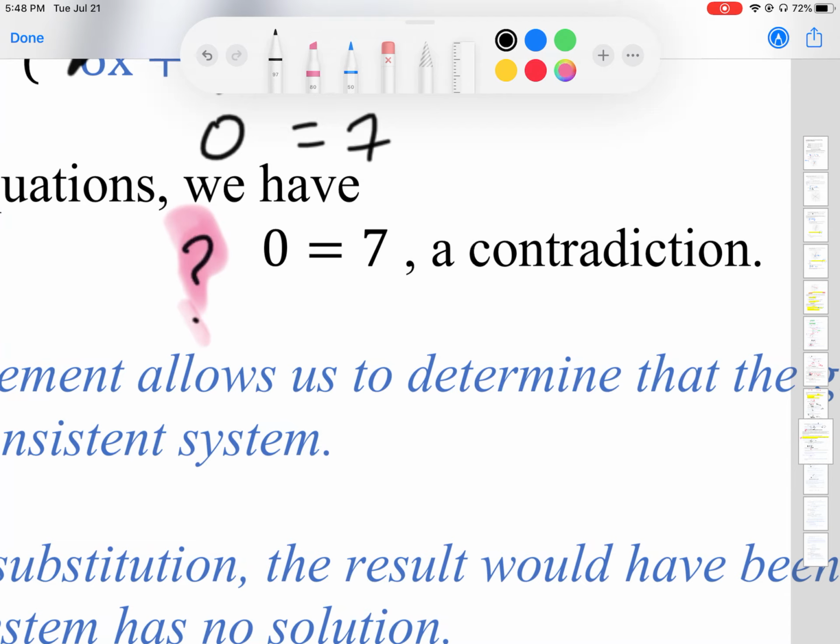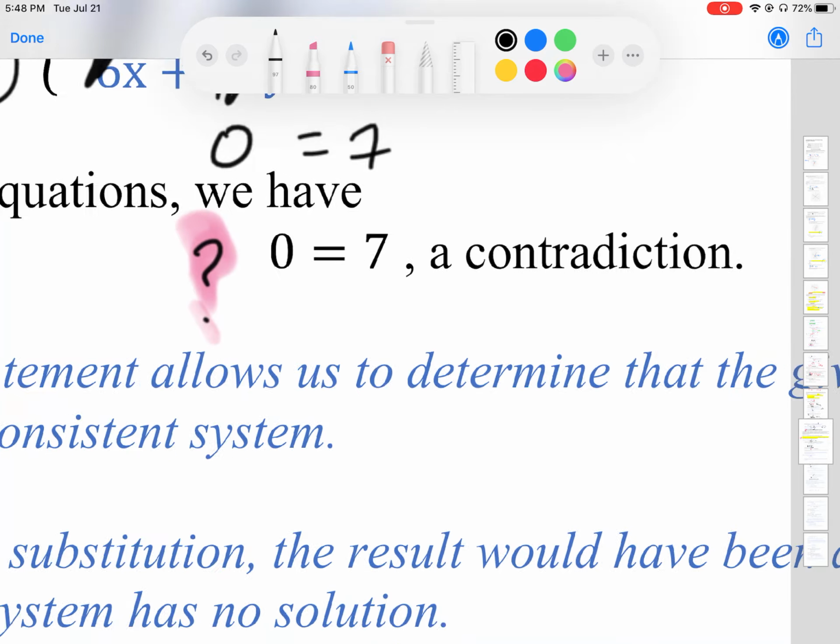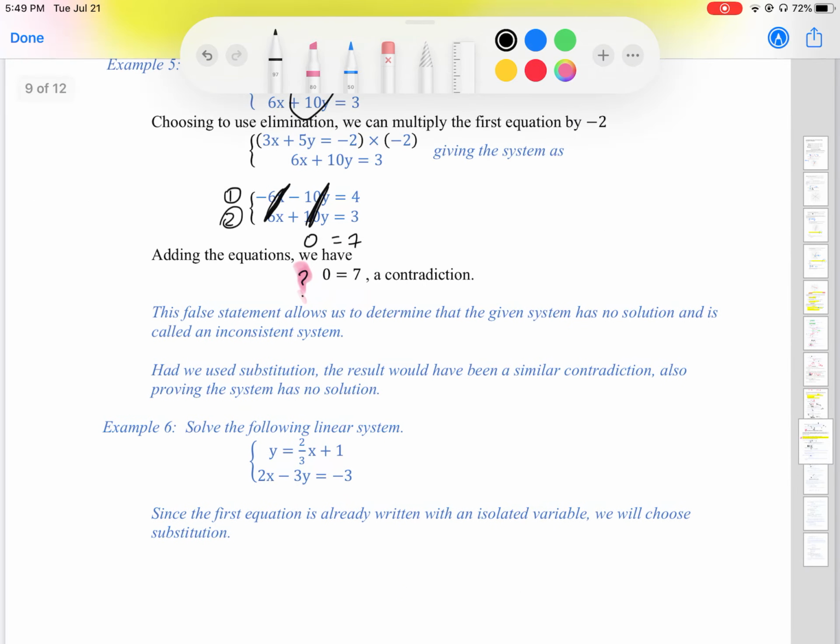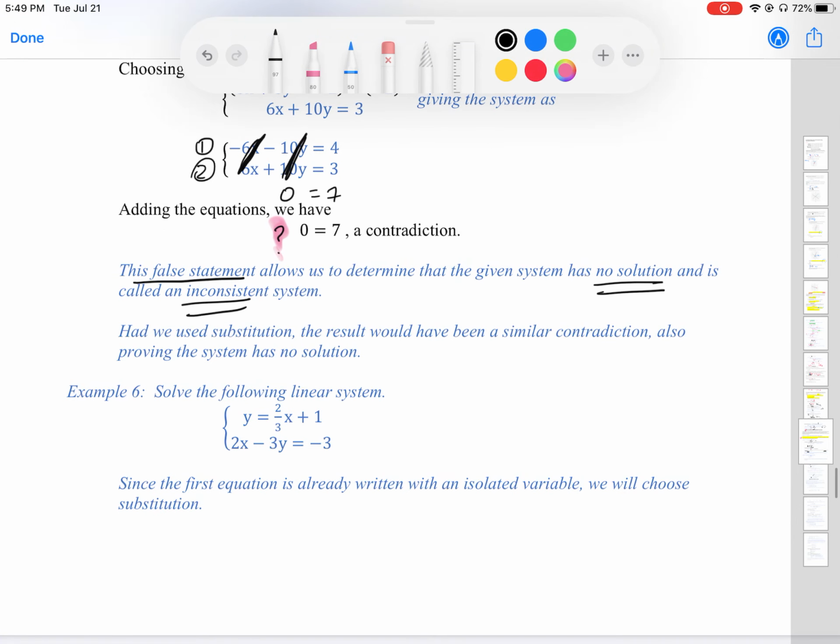And if you're ever unsure, think of money. Is $0 the same as $7? Not at all. Right? So we have a contradiction. This is a false statement. It allows us to determine that the given system has no solution and is called an inconsistent system. So in other words, no solution. And if you're asked if it's an inconsistent or consistent system, it's inconsistent.